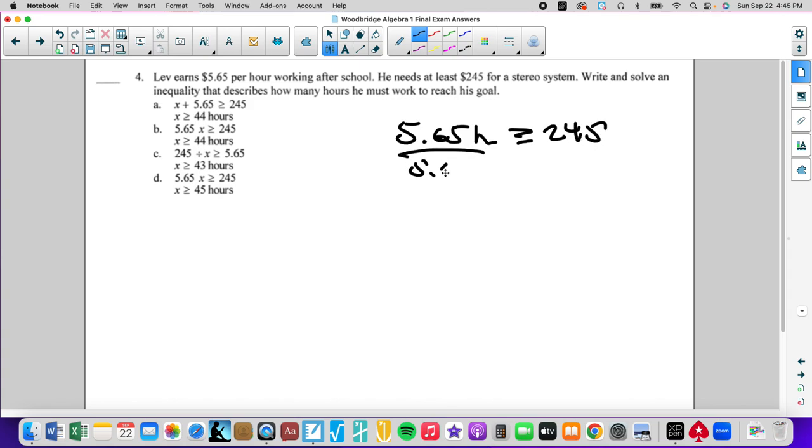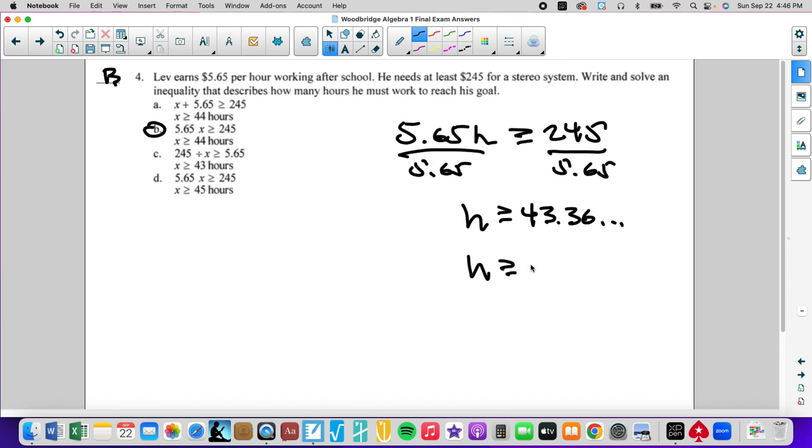So we would divide by 5.65, divide by 5.65, and we get h must be greater than or equal to 43.36, and so on. Looking at these options, that's plus that value. No, that's multiplying. That's greater than or equal to, so that's good. And then we see that h needs to be greater than or equal to 44 hours. That would be B. This is a partial hour, so I don't think Lev can work a partial hour. So it makes sense that we would say that it's greater than or equal to 44 hours.